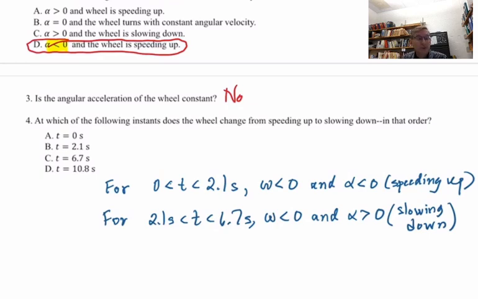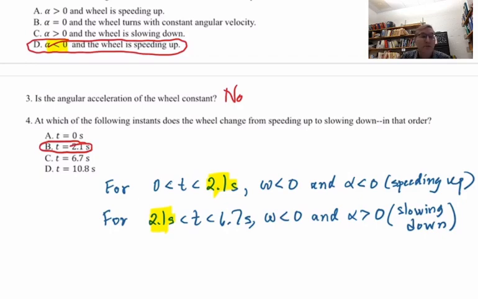Aha, so do I see then where it changes from speeding up to slowing down? I think I do. It's speeding up until 2.1 seconds, and then from thereafter, at least up to 6.7, from 2.1 to 6.7, it's slowing down. So this 2.1 seconds is right at the boundary between speeding up and slowing down. That's where it transitions from speeding up to slowing down. So the answer must be B. 2.1 seconds is where it changes from speeding up to slowing down.